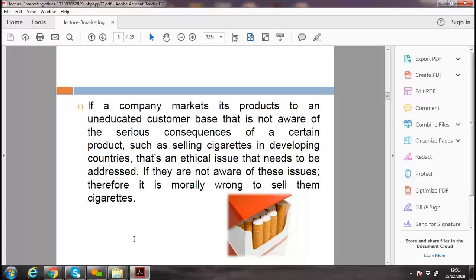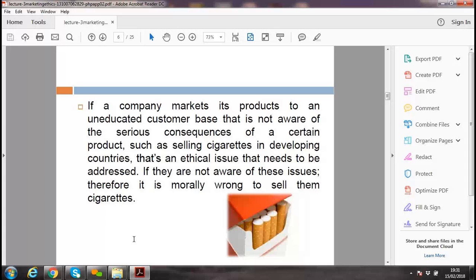They are sponsored. They used to be, and in sports we used to get a lot of money from these cigarette companies, but not anymore, because ethically and morally that was wrong, and the ethical standard was saying no. If a company markets a product to an uneducated customer base that is not aware of the serious consequences of the product, then selling cigarettes in a developing country is an ethical issue that needs to be addressed.